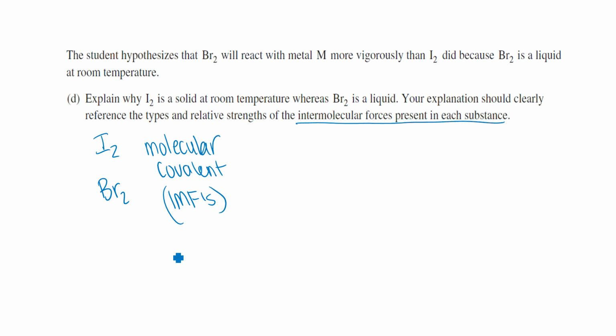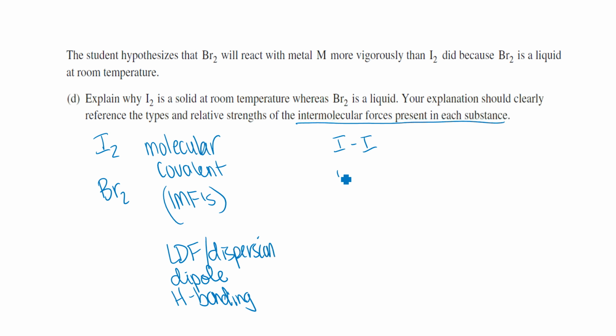What are those IMFs? You could have dispersion forces. Sometimes people call them LDF, dispersion. Those are found in all molecules. If your molecule is polar, it also experiences dipole forces. And if it has an H bonded to an N, O, or F, it would include hydrogen bonding. So in these molecules, we have two atoms of the same thing bonded together. So they have the same electronegativity. So these atoms are both definitely nonpolar because we're bonding the same atom together. And if they're nonpolar, the only IMF they experience is dispersion.